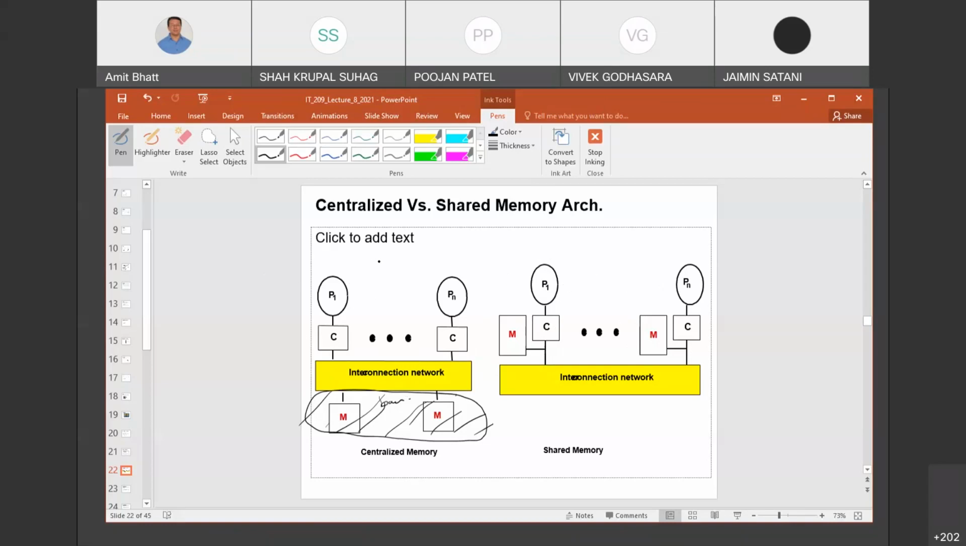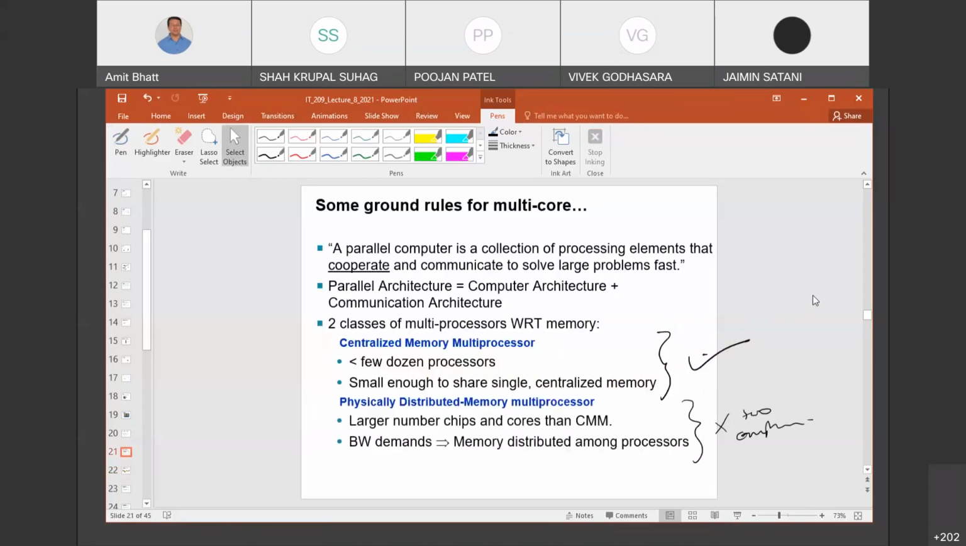But we are going to concentrate on this, that this is the picture you have to keep in mind in a centralized memory multiprocessor. So sometimes it is also known as CMM.